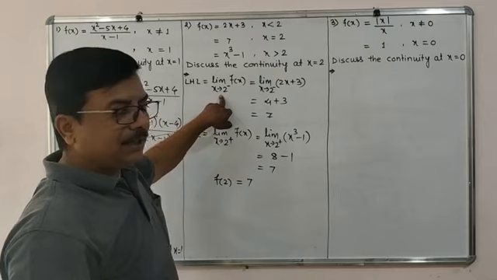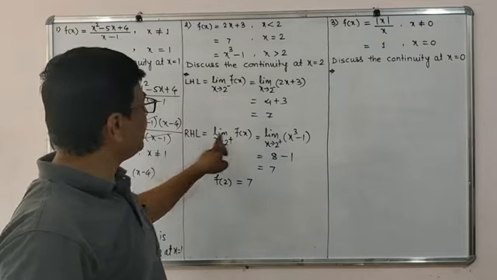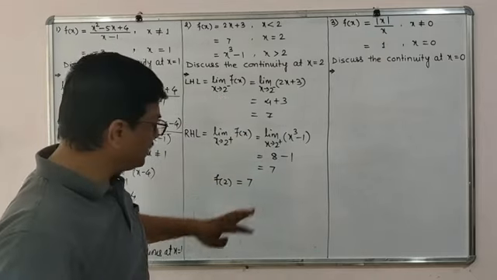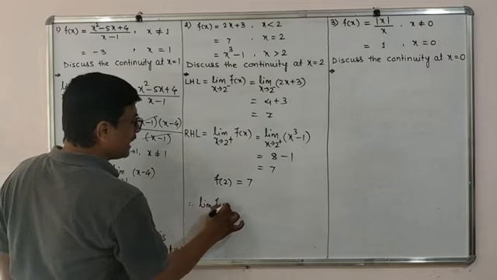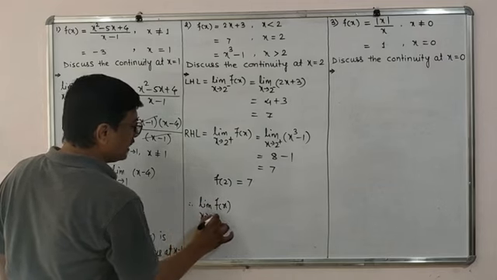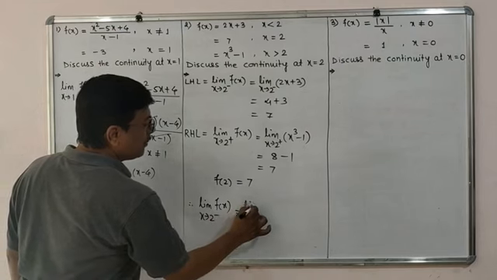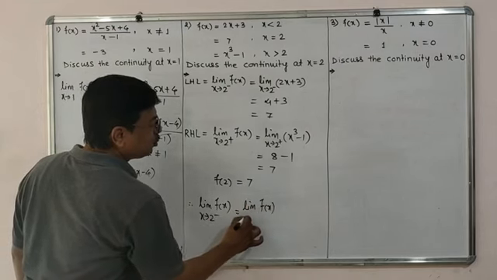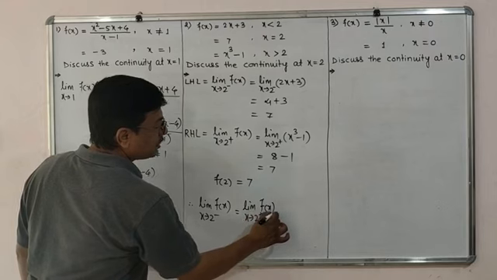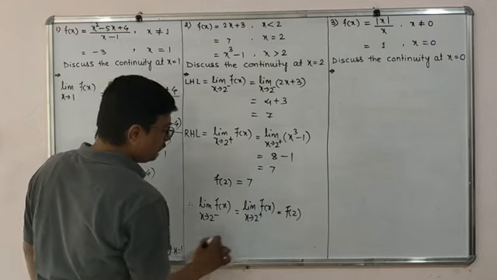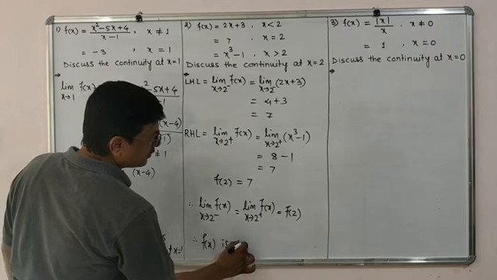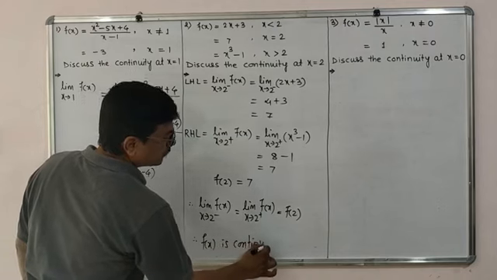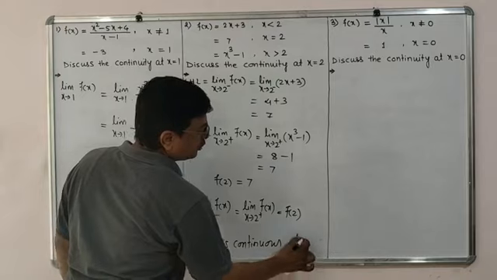Observe that the left hand side limit is 7, the right hand side limit is 7 and the value of the function is 7, which means we can say that limit of f of x as x tends to 2 minus is equal to limit of f of x as x tends to 2 plus is equal to f of 2. Therefore we can say that f of x is continuous at x is equal to 2.